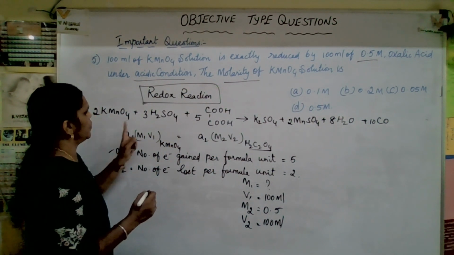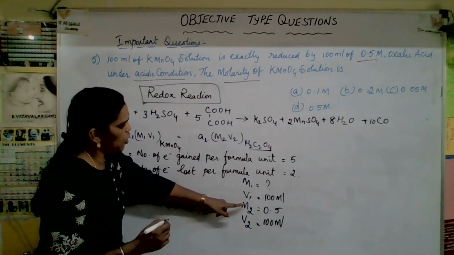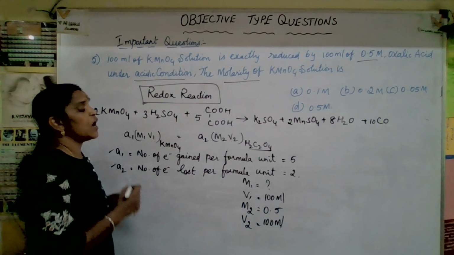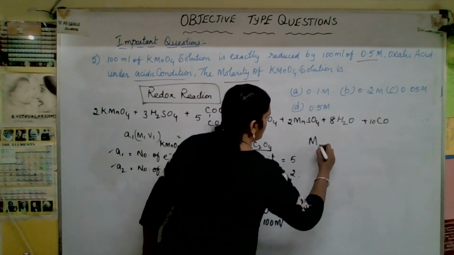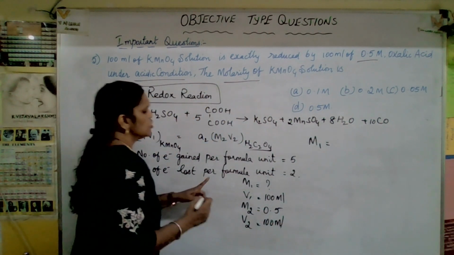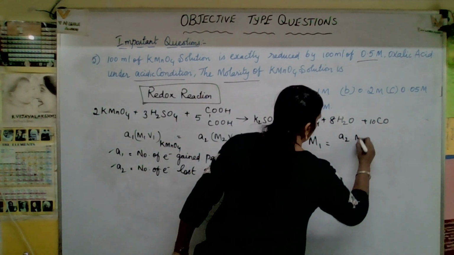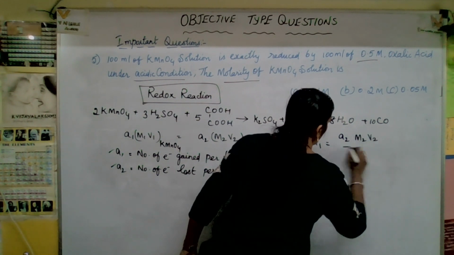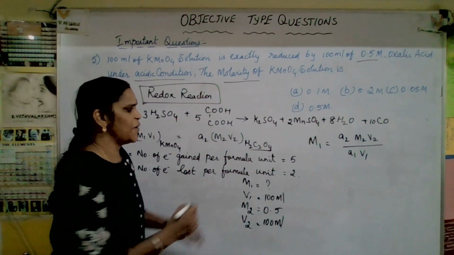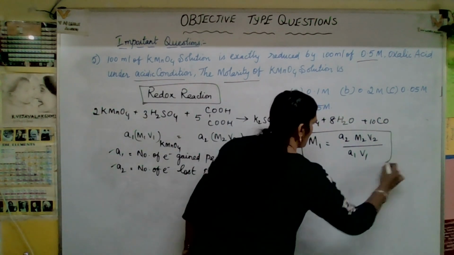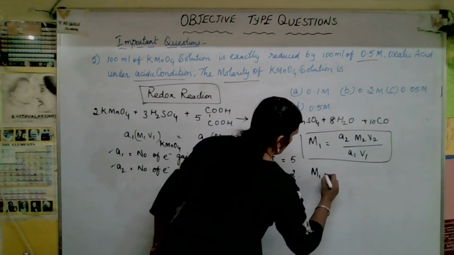Right. Now we have found everything: A1, A2, M2, V1 and V2, and M1 we have to find out. Now we have to apply the values. Which one do we have to find out? M1 only, no. So M1 equals A2 M2 V2 by A1 V1. I hope you got the answer by this time after seeing this formula. Yes, let us apply this.